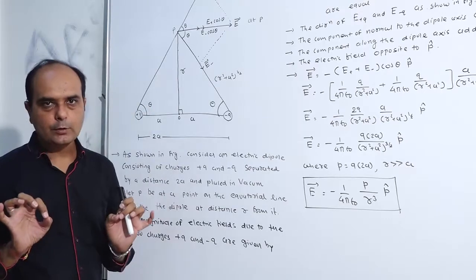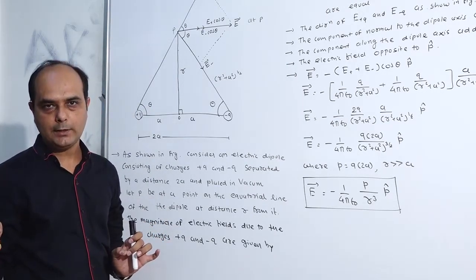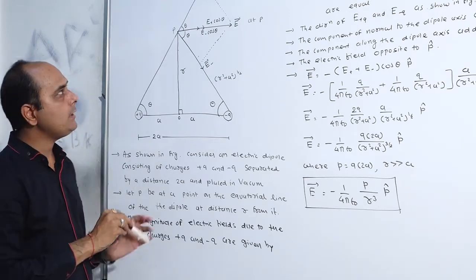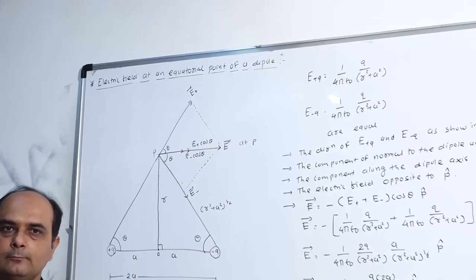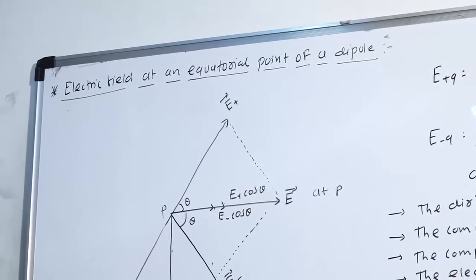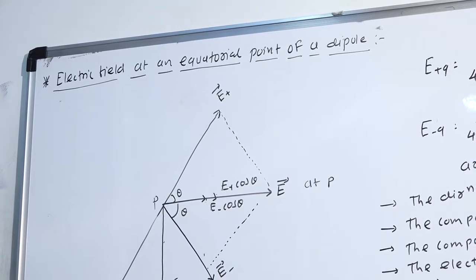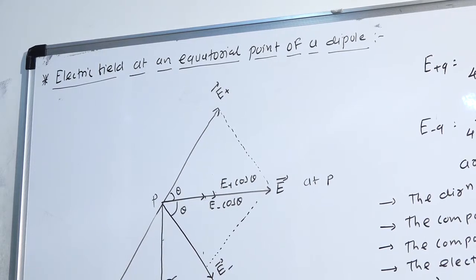On the equatorial point of the electric dipole, there are two theories. First theory, it was the electric field on the axis of the dipole. And the second theory is about the electric field at equatorial points of a dipole. First of all, student, please understand the diagram of this electric field intensity on the equatorial points of the dipole. The diagram is shown on this board.